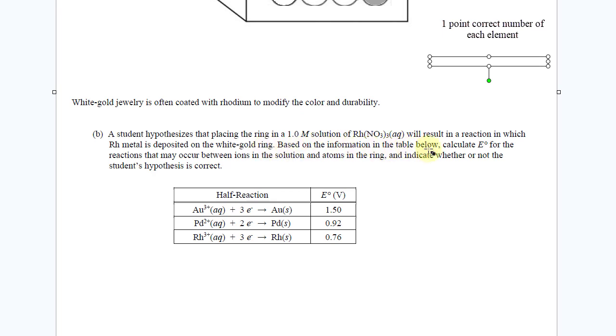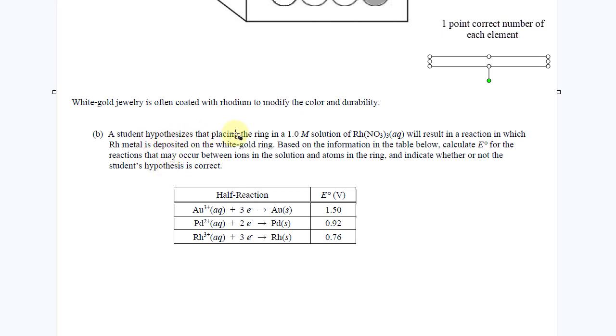Based on the information in the table below, calculate the standard voltage for the reactions that may occur between the ions in solution and the atoms in the ring. Indicate whether or not the student's hypothesis is correct. Now we have to do 2 things. Calculate the voltage and indicate the hypothesis as being correct.